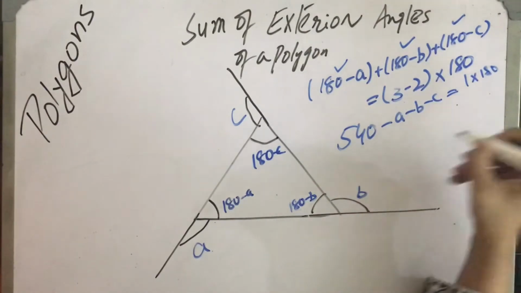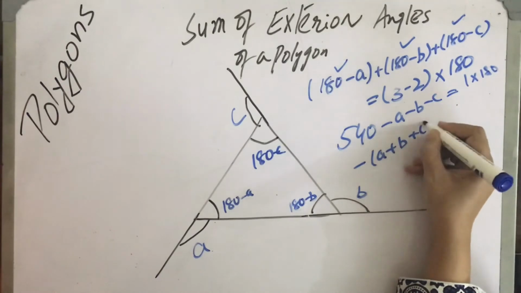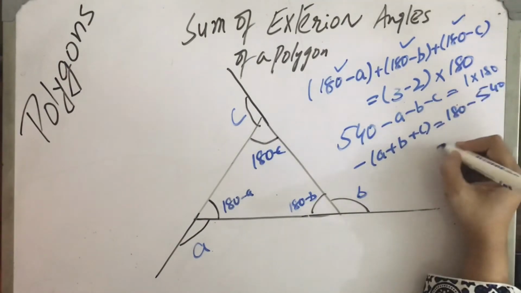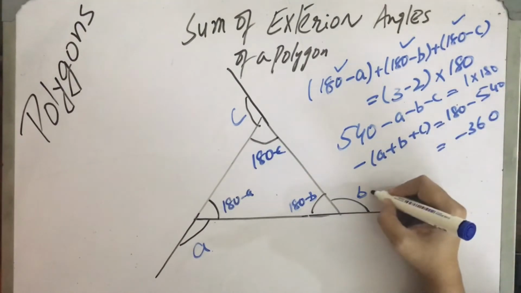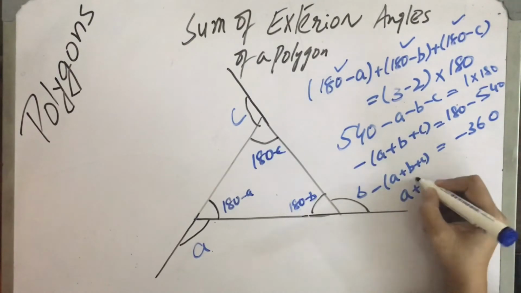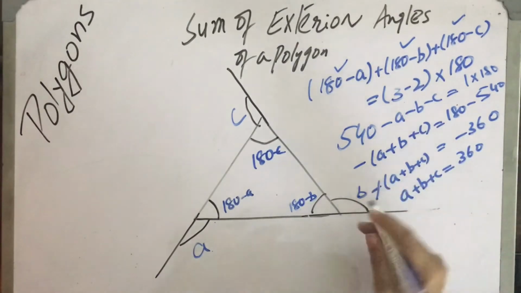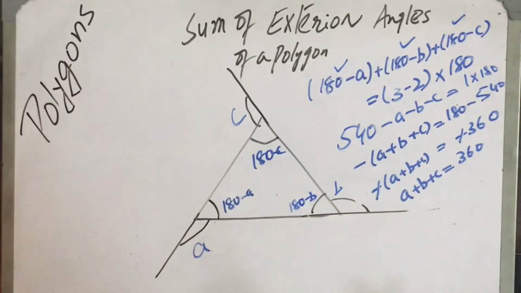If I take this 540 to the other side and take the negative sign common, you can see I have 180 minus 540, which will give me negative 360. And if I cancel this negative sign with this negative sign, I shall have the sum of exterior angles equals 360 degrees.